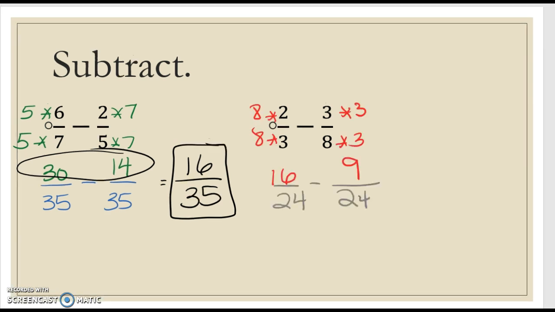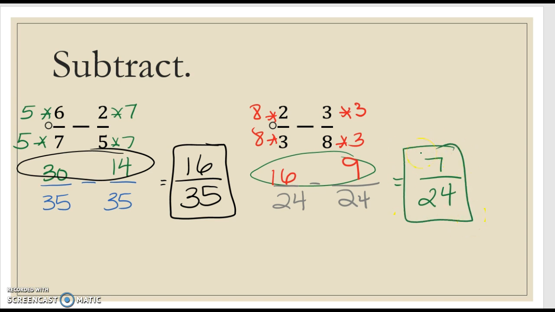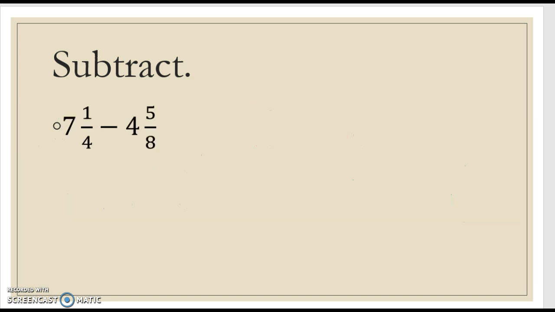Okay, so I've changed my fractions to have a common denominator of 24. I've also changed my numerators, so now I'm left with just the subtraction part. 16 minus 9, that gives us 7 over 24. We have to see if we could simplify anything. Here we can't, so 7/24 is our final answer. So we're going to go ahead on with subtraction with mixed numbers.